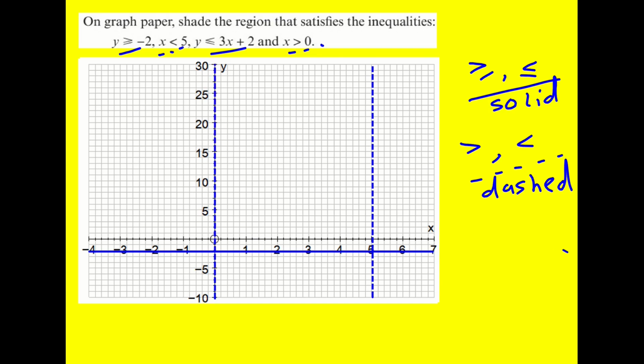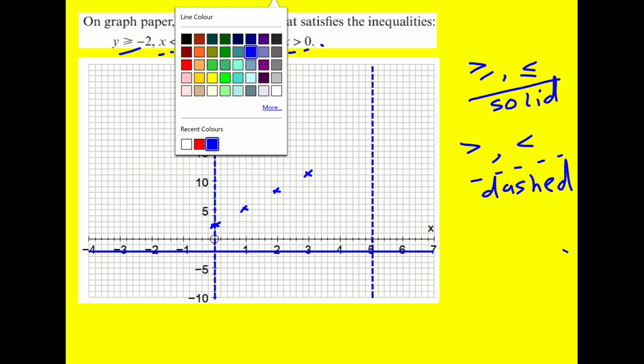That just leaves me with y is less than or equal to 3x plus 2. So for that, I'm going to use y equals mx plus c. It's going to go through a y-intercept of 2. And I'm going to use my gradient of 3. I go along 1 and up 3, then along 1 and up 3, along 1 and up 3. 4 points is enough. It's a solid line.